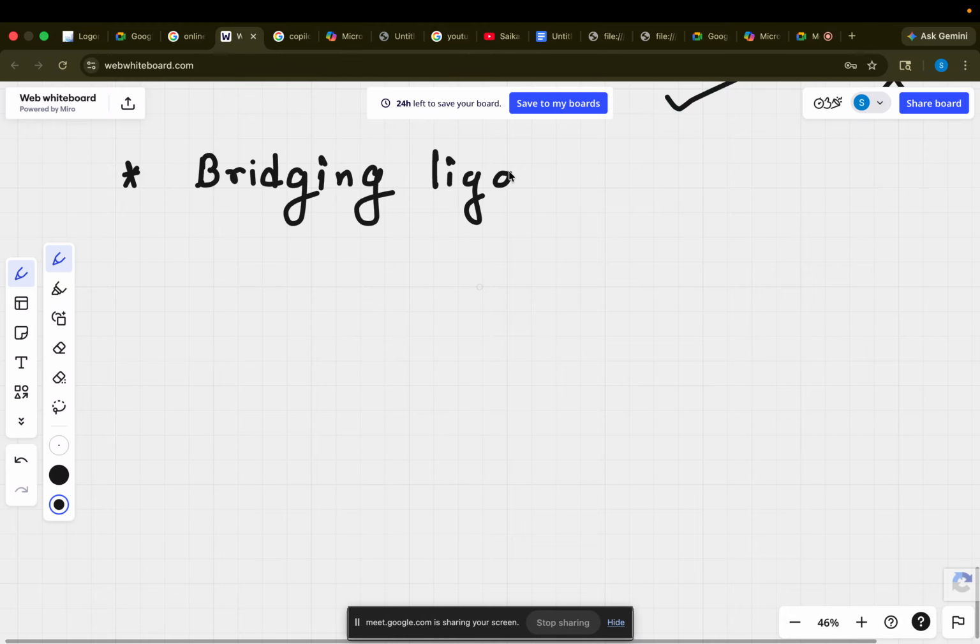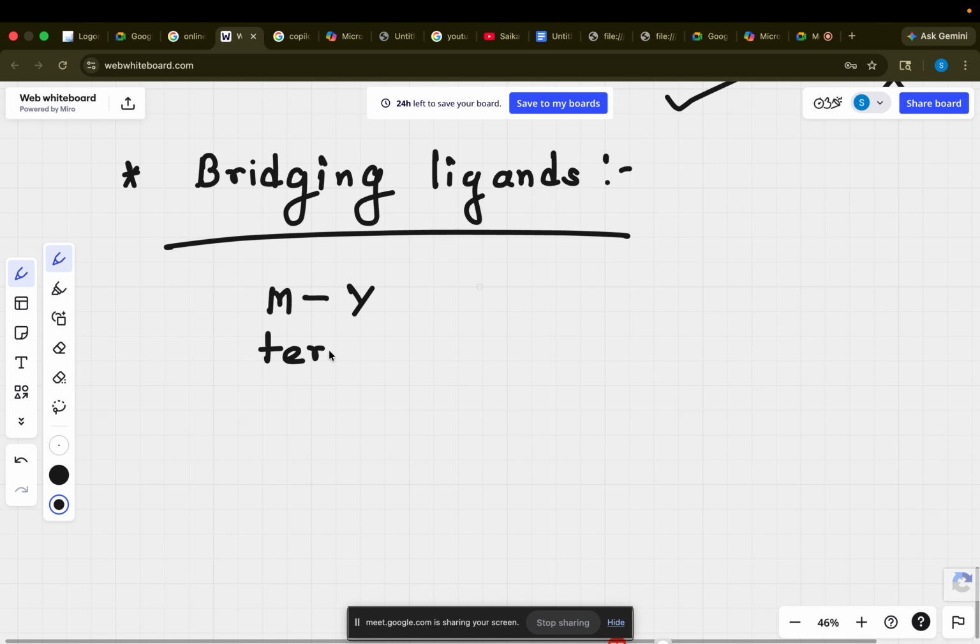Okay, bridging ligands. So basically we have two types of ligands. Suppose a metal center is attaching with one ligand. Y is the ligand, M is the metal center. So that type of ligand is known as a terminal ligand.